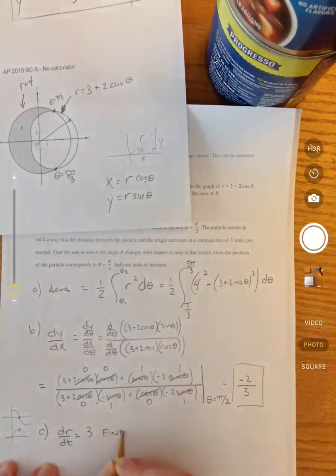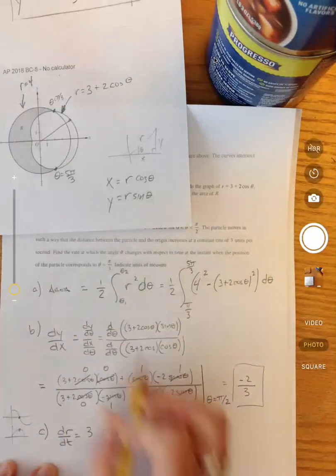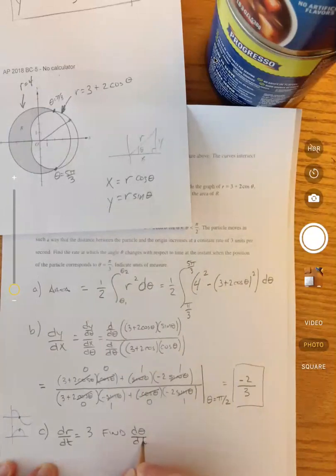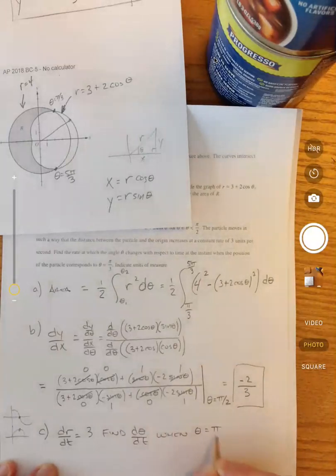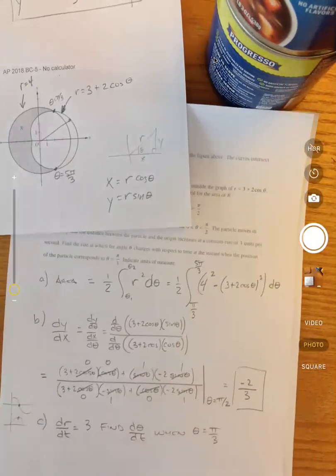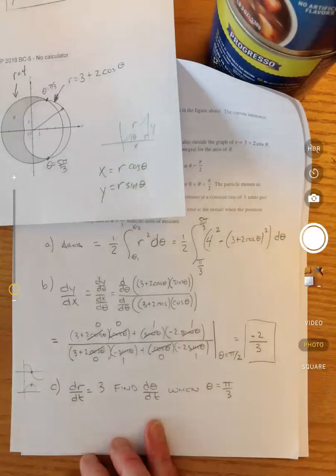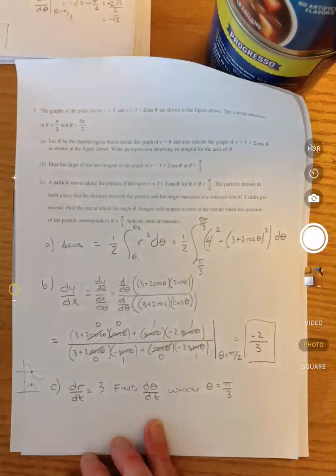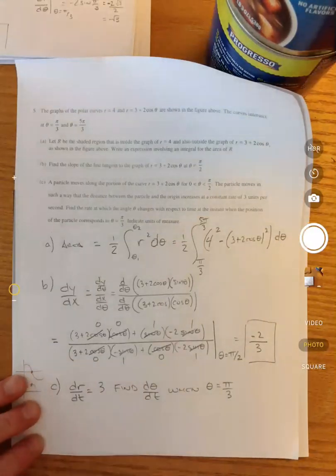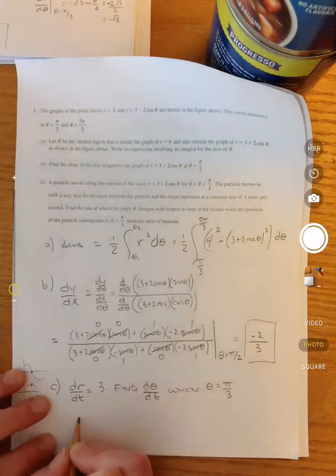Find the rate at which the angle changes with respect to time. So I'd like to find the rate at which the angle changes, d theta/dt, when theta equals pi over 3. Hey, guess what this is? What kind of a problem is this? This is a related rate problem. In a related rate problem, we're going to use some symbolic notation to help me out here.